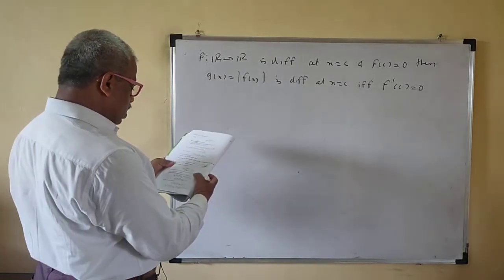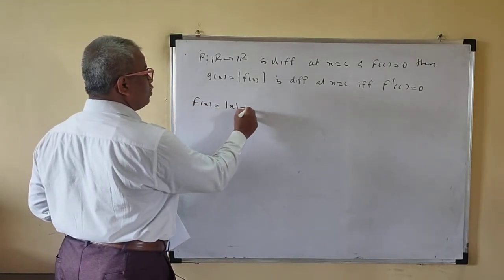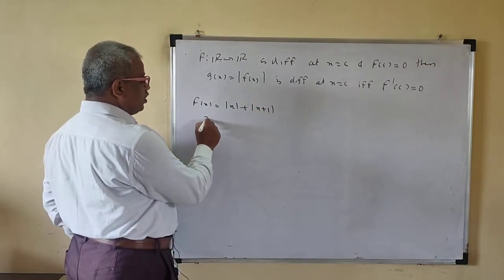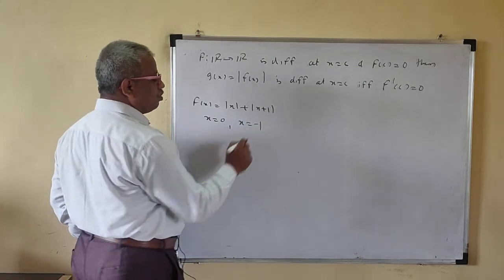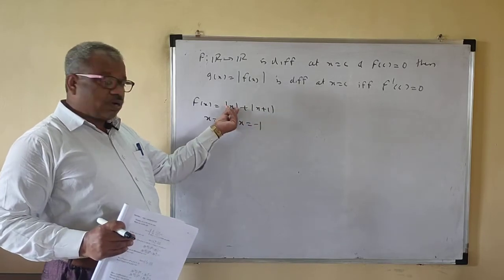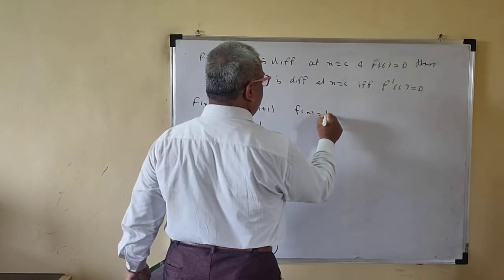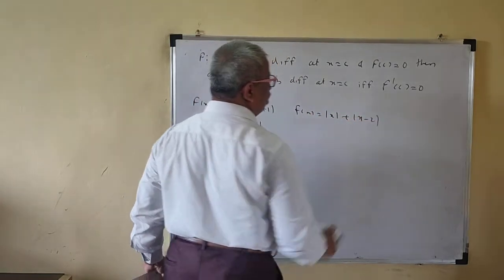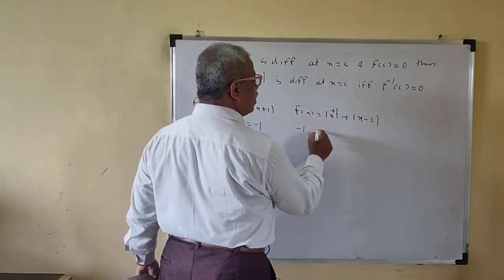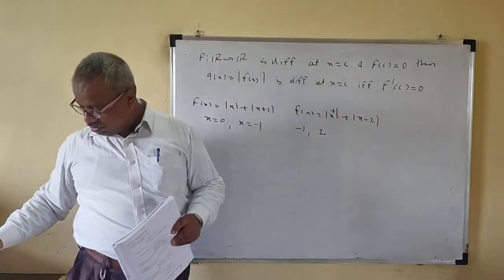Okay, so we have to discuss the differentiability of this. Suppose f of x is equal to mod x plus mod x plus 1. So this function is not differentiable at x is equal to 0 and x is equal to minus 1, for the values where the expression inside the mod is 0. Suppose you are given mod of x plus 1 plus mod of x minus 2. So here, for minus 1 and 2, this function is not differentiable. Okay.